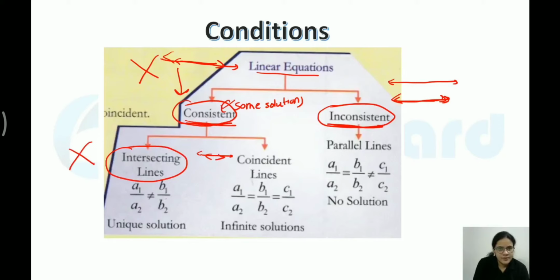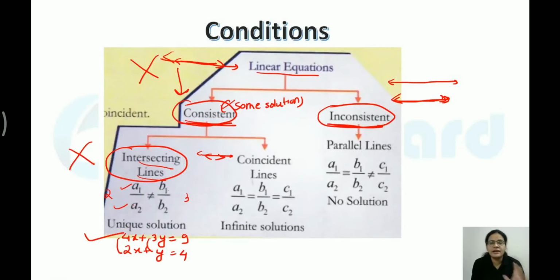In consistent, you have two cases, where one is intersecting lines and one is coincident lines. Now how will you check? Suppose I give you any two equations, if the ratio a1 by a2 is not equal to the ratio b1 by b2, I will call it an intersecting line. Let me give you an example. Suppose I give you 4x plus 3y is equal to 9, and 2x plus y is equal to 4. Can you observe a1 by a2, this is 2, b1 by b2, this is 3. So this is 2 not equal to 3.